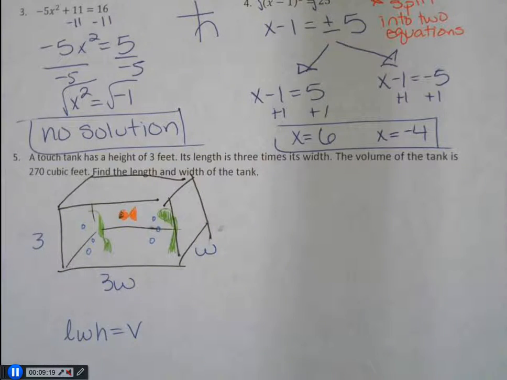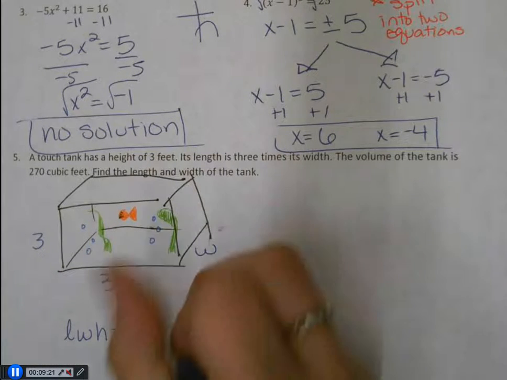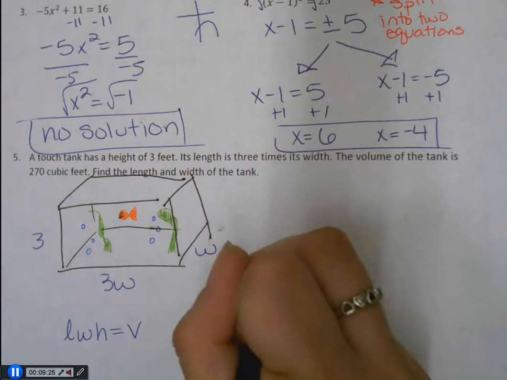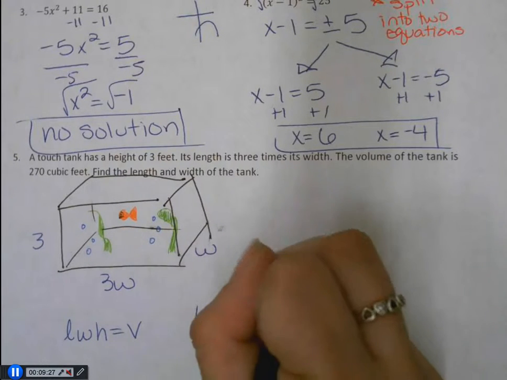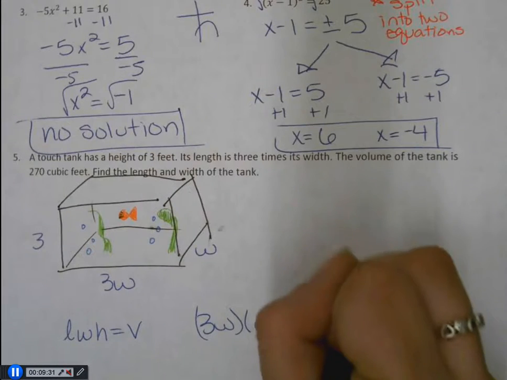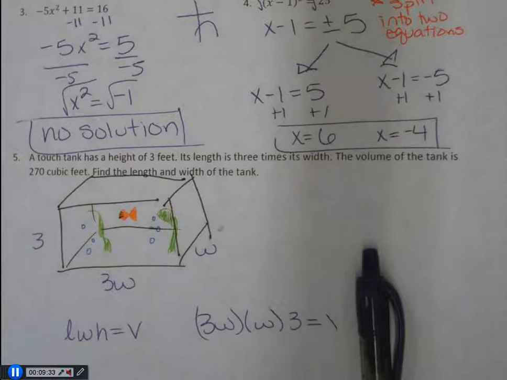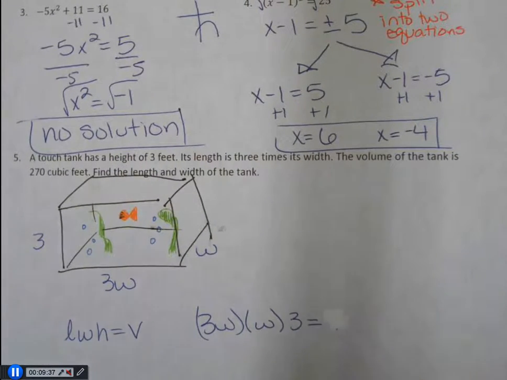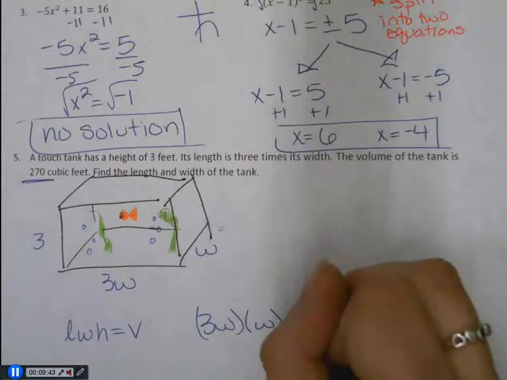Okay, so what was my length? 3W. What was my width? W. What was my height? 3. Oh, I know the volume. What is the volume? It tells me in the problem. 270.